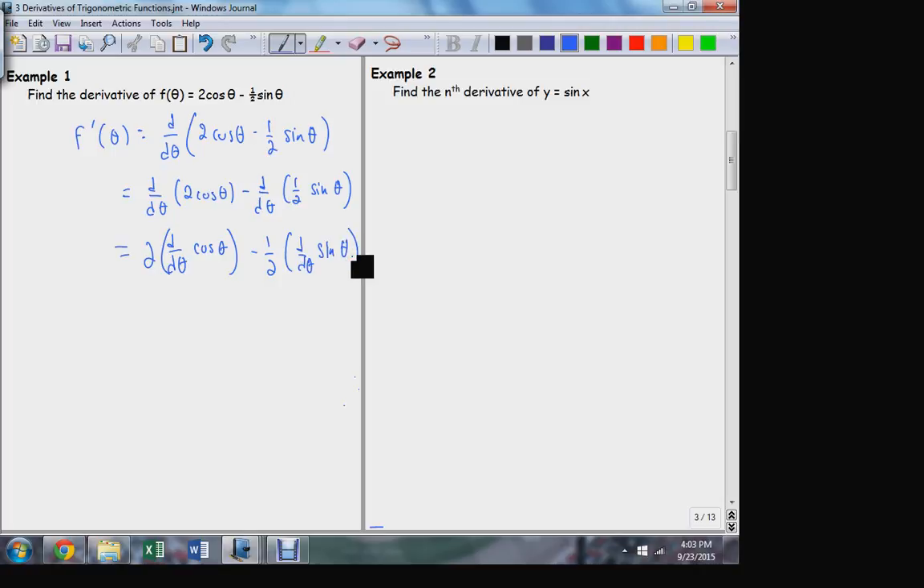This is the derivative of cosine. Negative sine. And what's the derivative of sine? Cosine. And then finally, I'll simplify in the usual way. Negative 2 sine theta minus 1/2 cosine theta.